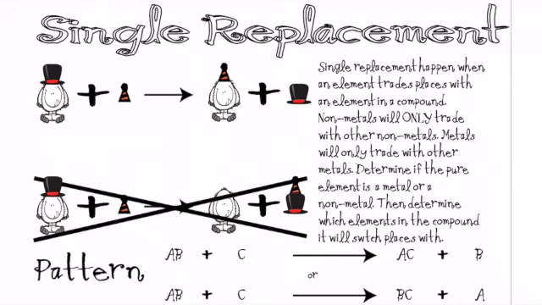A single replacement reaction happens when an element trades places with an element in a compound. Nonmetals will only trade with other nonmetals. Metals will only trade with metals. Determine if an element is a metal or a nonmetal. Then determine which elements in the compound it'll switch with.